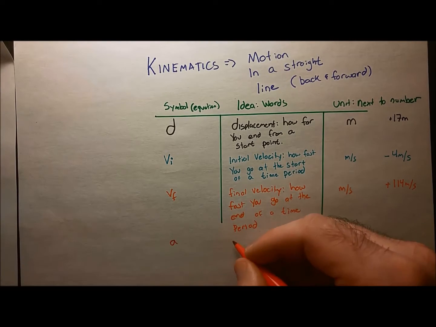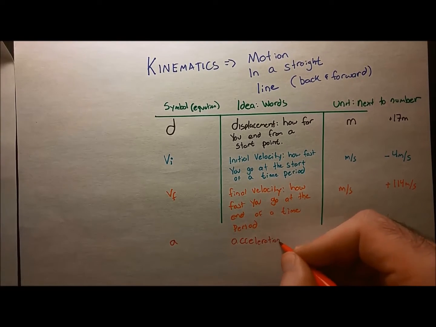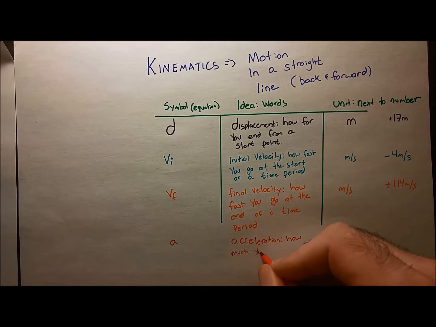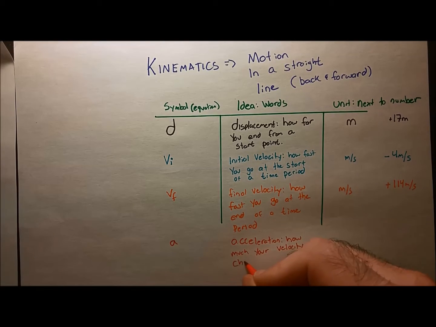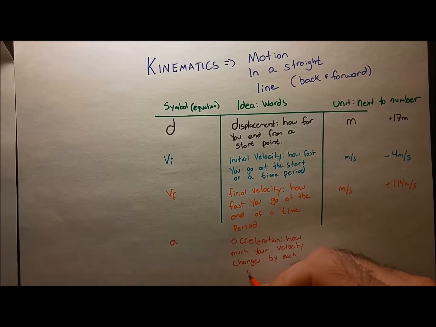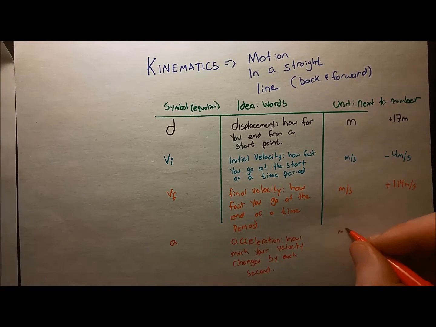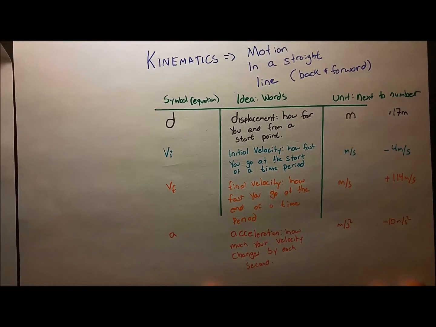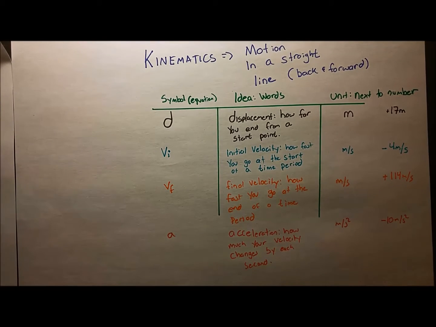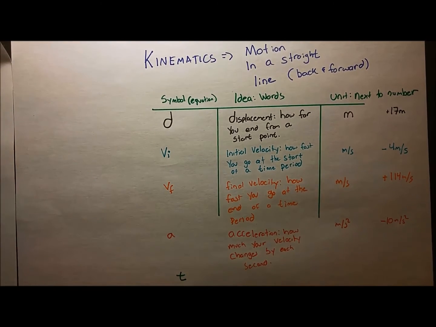Then we have A, which stands for acceleration. We've talked about this a lot recently. You know it's really important. It's how much your velocity changes by every second. We know it's meters per second squared, so that's what we look for. For example, it'd be gravity. So if you see something in the air being dropped, you know the acceleration is -10.